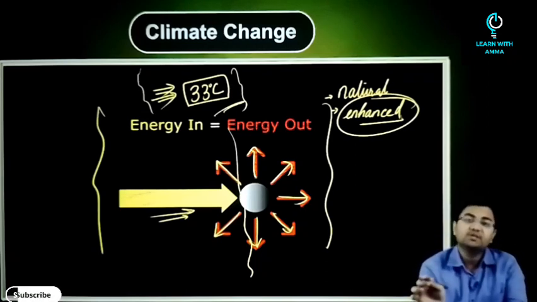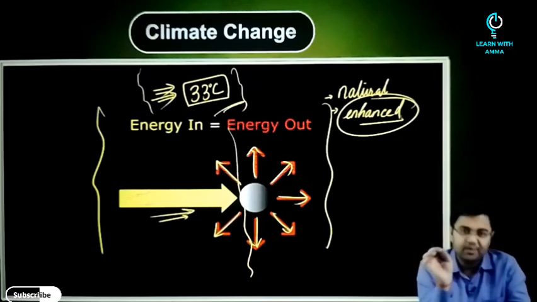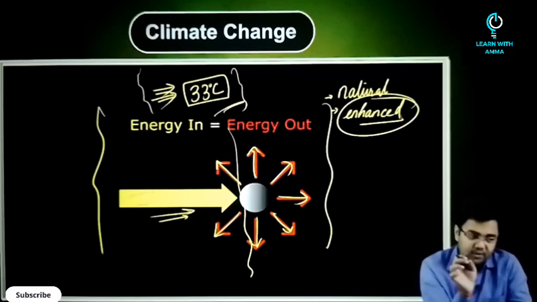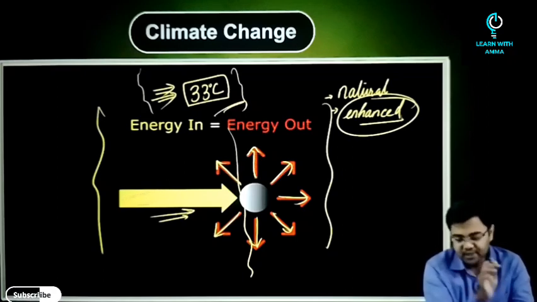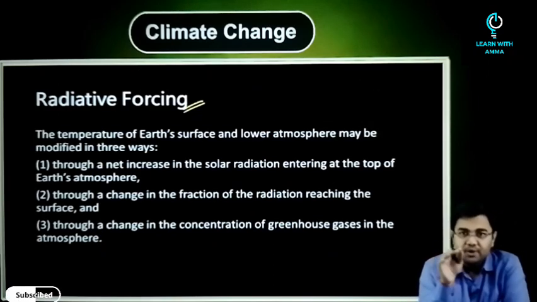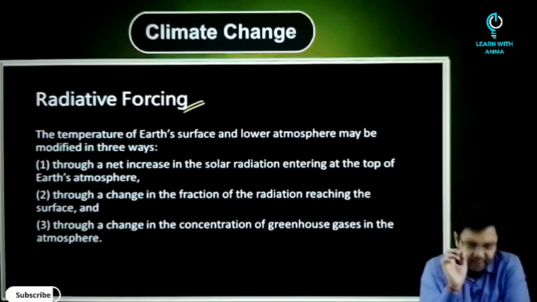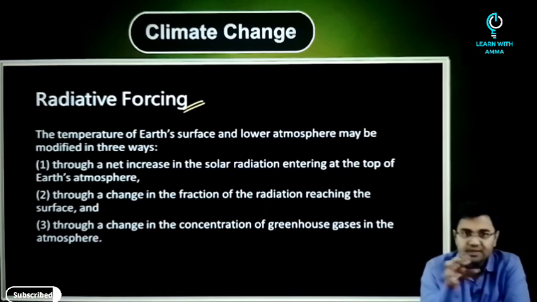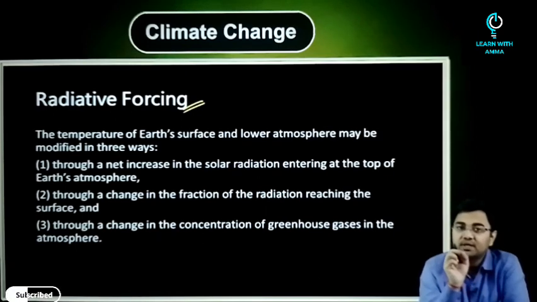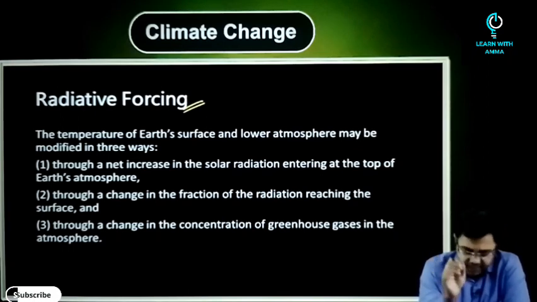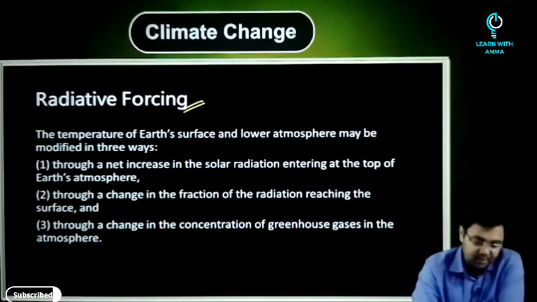Now we'll discuss all the greenhouse gases. We'll discuss carbon dioxide, methane, water vapor, nitrous oxides, etc. But before that, there is one concept that I want you to be introduced to, and that is radiative forcing. So until now, what have we discussed? We have discussed that heat is being trapped, and trapping of heat is also essential for the existence of life on earth. Now just try to understand how exactly can we trap this heat.